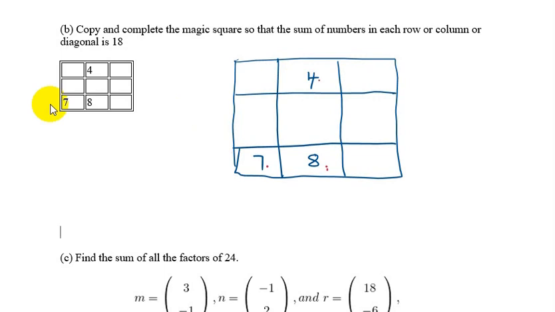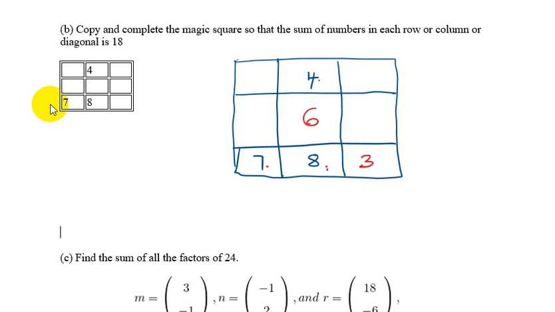We are getting 15. So 15 plus 4 to give you 18 is 3. So that 3 will come here. So that's the first one. Now 4 plus 8 also gives us 12. 4 plus 8 will give us 12. 12 plus what will give you 18? I hope you understand what I'm doing. Now this plus this gives us 18, right? Good. Now 4 plus 8 gives us 12. 12 plus 6 will give us what? 18.